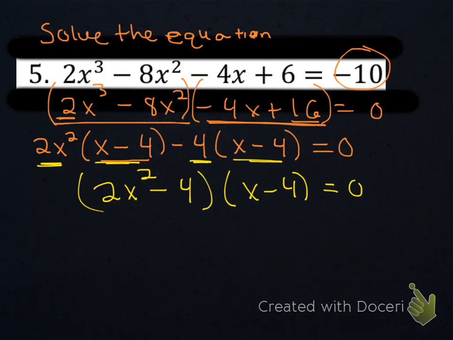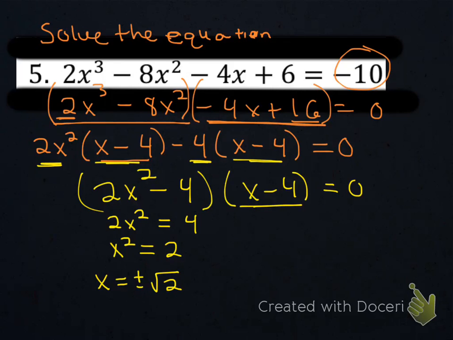So now we're in a case that we were before where we just have these two factors. We'll set both of them equal to 0. So if we have 2x squared minus 4 equals 0, we'll have 2x squared equals 4. We just added that 4 over. Divide by 2, x squared equals 2. So x is equal to plus or minus the square root of 2. And now we have our other factor, set that equal to 0, and we'll have x equals 4. And those are our two solutions.